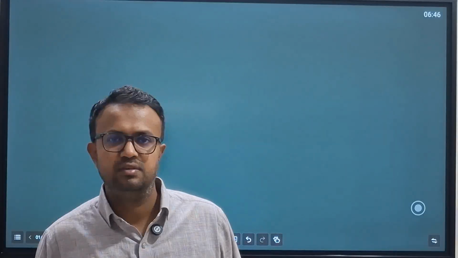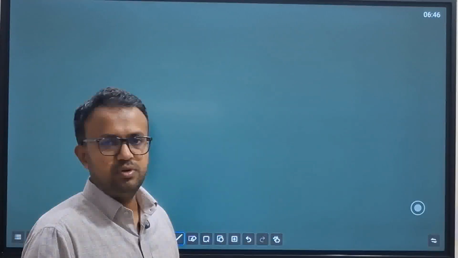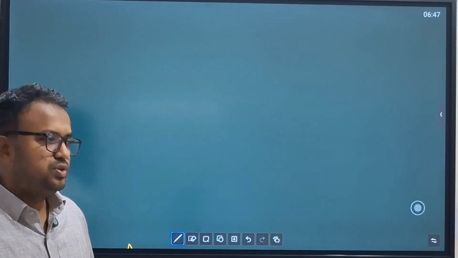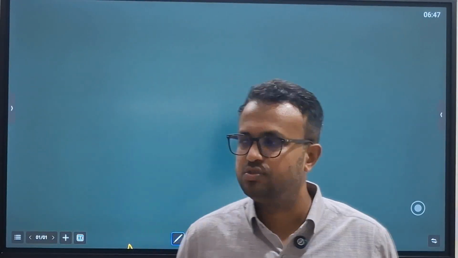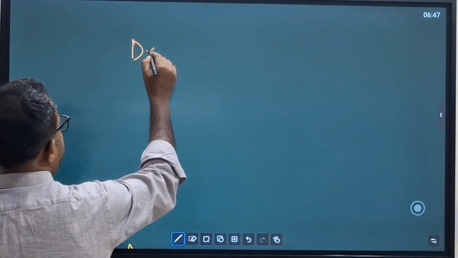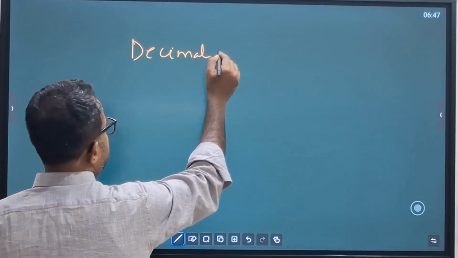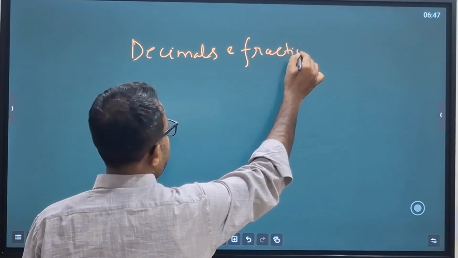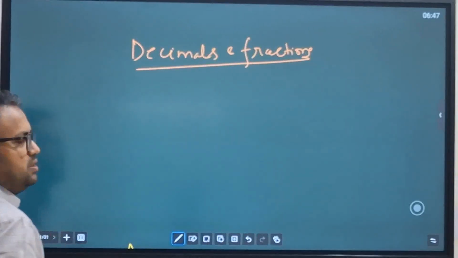Hi everyone, let's understand the concept of decimal numbers and fractions. This is important throughout your class 7, class 8 and class 9. Without understanding these basics, it is difficult to solve the problems. Decimals and fractions.